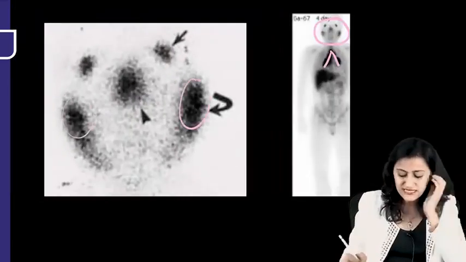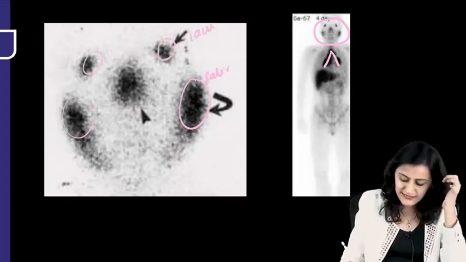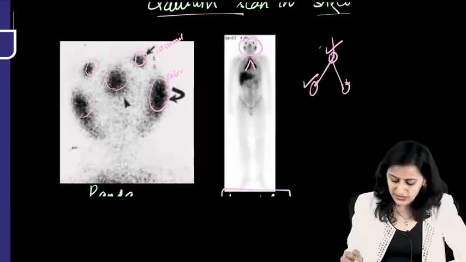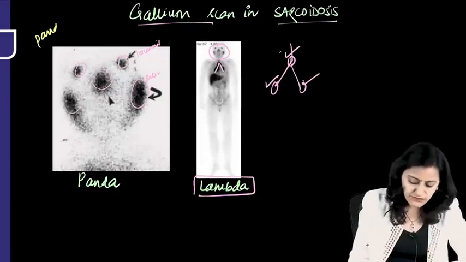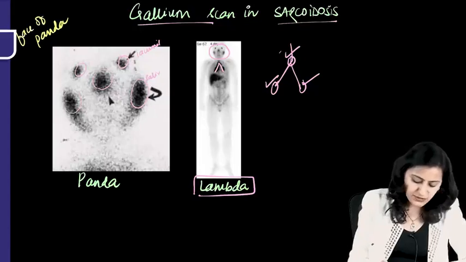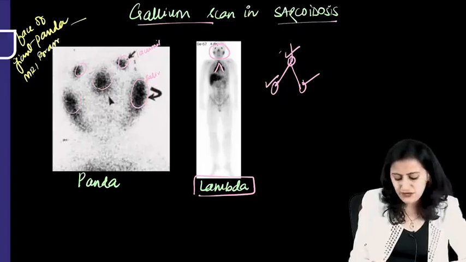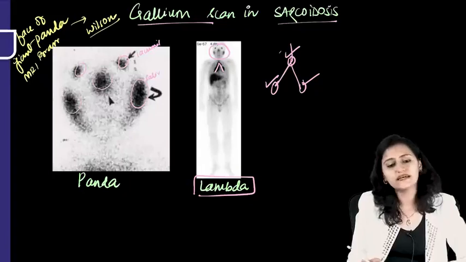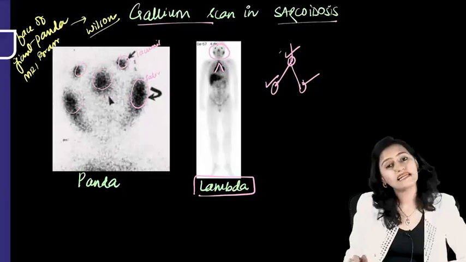Why do you get the panda sign? Because of the enlarged salivary glands, because of the enlarged lacrimal glands, right? And you have the nasopharynx taking the uptake. So the other sign is the panda sign. Do not confuse it with the face of the giant panda sign. Where do you see the face of the giant panda sign? On MRI brain. The face of the giant panda sign is seen in Wilson's disease. Okay, that is seen in Wilson's disease. Here it is panda and lambda in sarcoidosis on gallium scan.